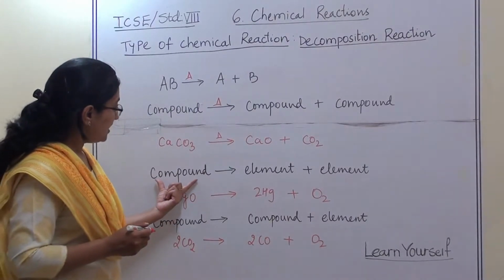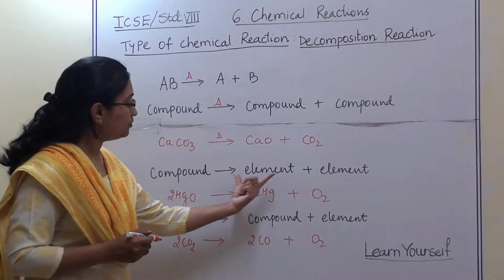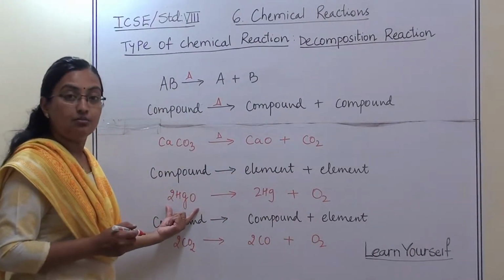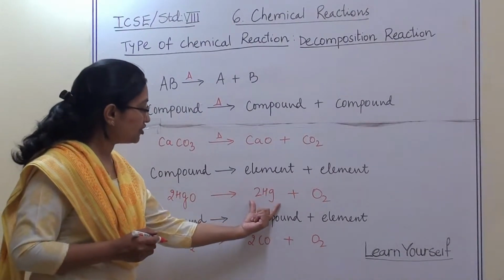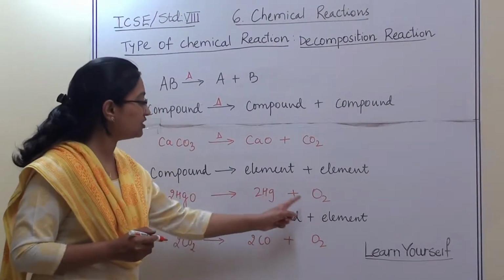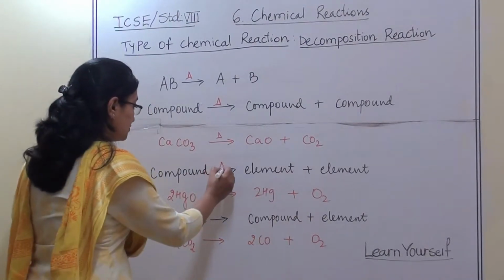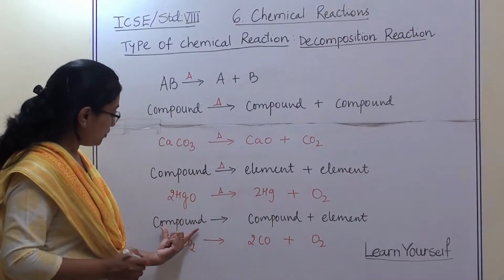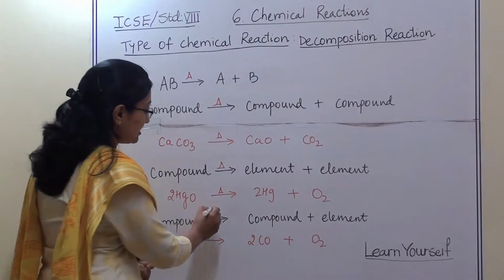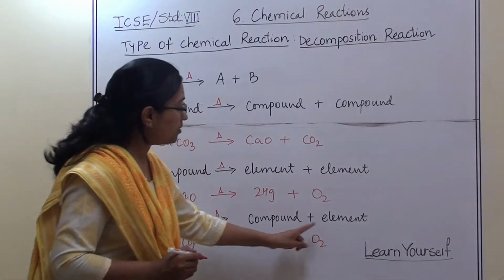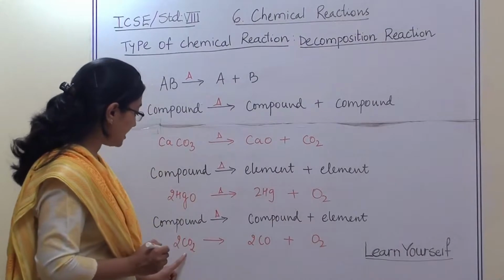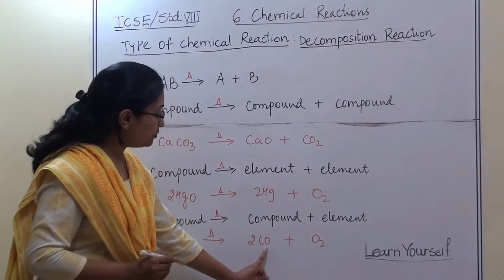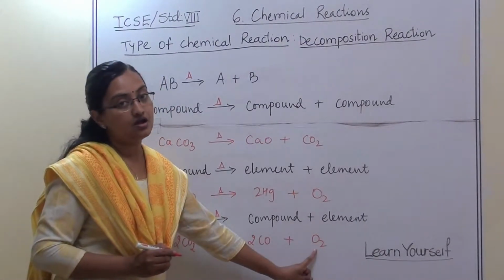Second reaction, in which when we heat a compound, we will get element plus element. When we are taking mercuric oxide, we will get mercury plus oxygen. These both are elements. This also we need to heat. In the third type of reaction, when we take a compound and heat it, we will get compound plus element. So in this reaction, when we take carbon dioxide and decompose it, we will get carbon monoxide and oxygen.